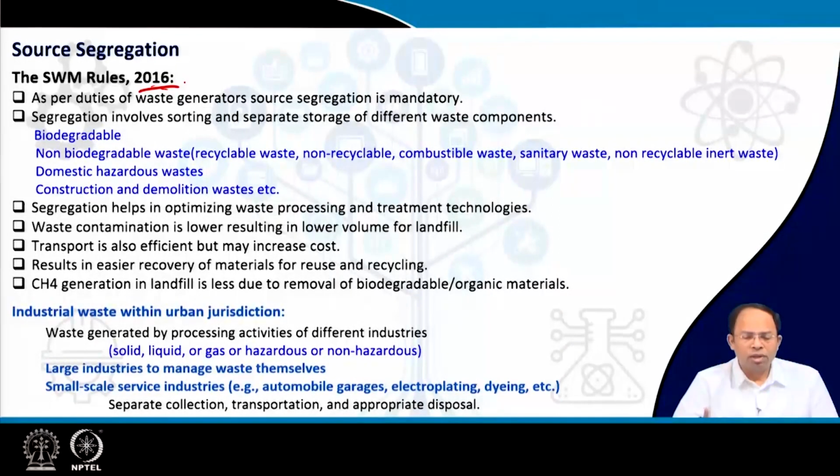And why do we have to do that? Because segregation will help in optimizing waste processing and treatment technologies. That means for each type of segregated waste, or each waste stream, we know exactly how much waste is generated and what the character of that particular waste is. For example, if I am taking out combustible waste, then I need to understand its energy content, right? Based on that, I will decide whether I should take it to an incineration plant or do some further processing to remove moisture. So all these things we have to consider. Obviously, if you don't do segregation, none of this is possible, right?